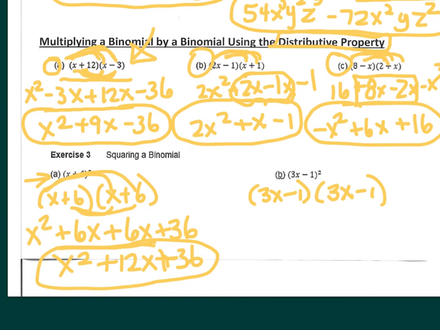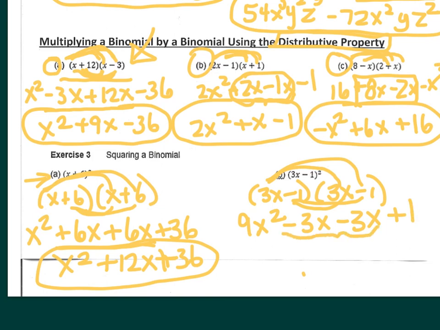Double distributing, 3x times 3x gives you 9x squared. 3x times negative 1 gives you negative 3x. Taking now this negative 1 through the second set of parentheses, negative 1 times 3x gives you negative 3x. And negative 1 times negative 1 gives you positive 1. Combining your two middle terms, negative 3x plus another negative 3x gives you negative 6x. You end up with a solution of 9x squared minus 6x plus 1.